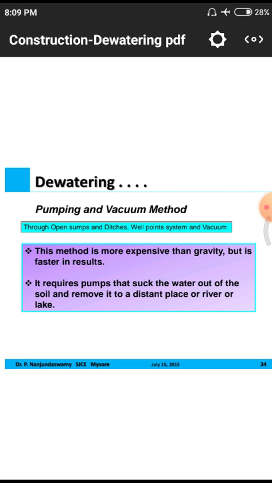After that we have the pumping and vacuum method. Pumping means normally we use motors, which are useful for our structures over a large span of depths, meaning d values. This method is more expensive than gravity. Why? Because here we are using motors, and for generating the electrical power we have to spend some amount of money, and we have to rent the motors, all related to money. So it is a somewhat costly process compared to the gravity method.